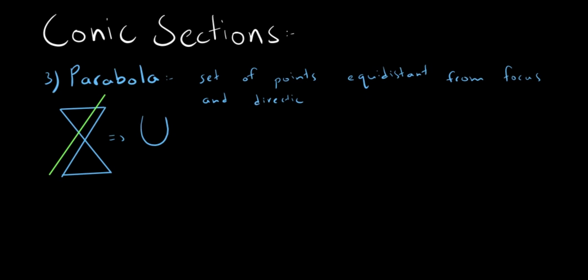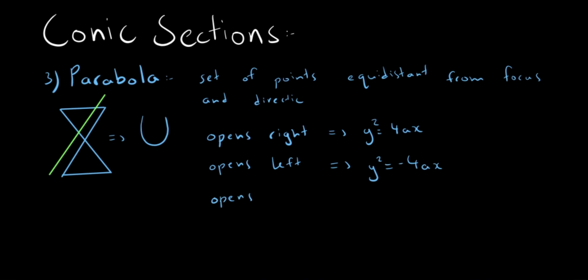And lastly, the axis that cuts the parabola into symmetrical portions is called the axis of symmetry. It can be either the x-axis or the y-axis. If we have a parabola that opens to the right, the equation is going to be y square equal 4ax. If it opens to the left, it's going to be y square equal minus 4ax. If it opens upward, it's going to be x square equal 4ay. And if it opens downward, it's going to be x square equal minus 4ay.